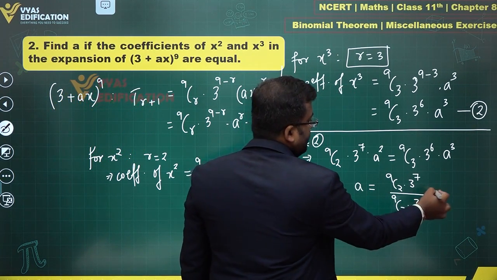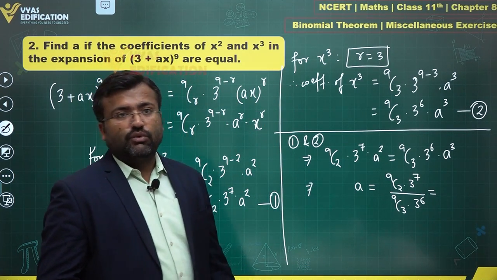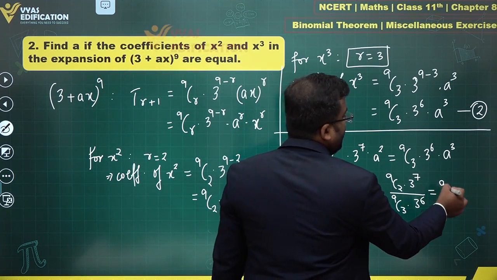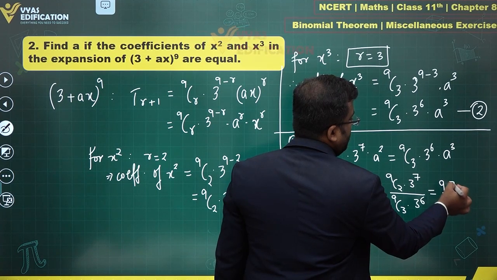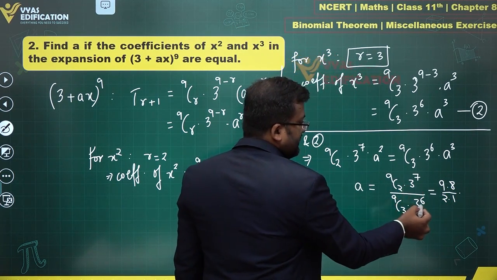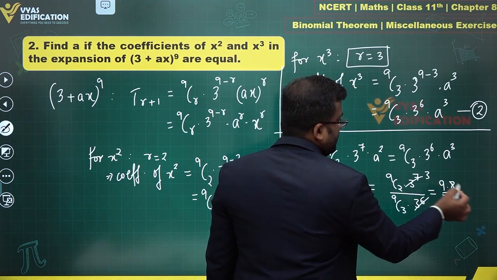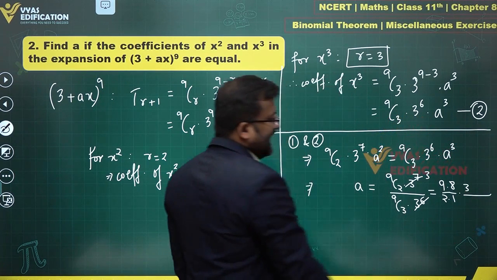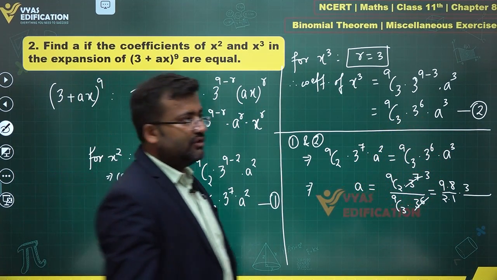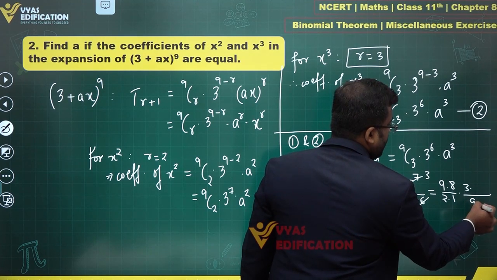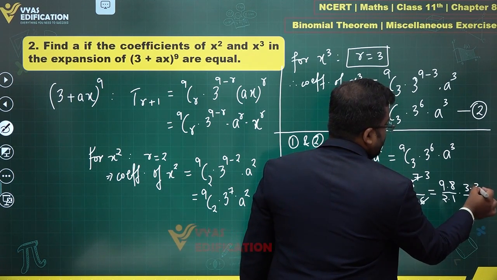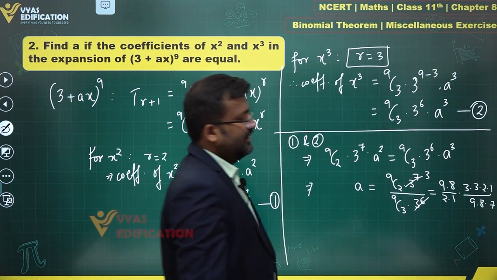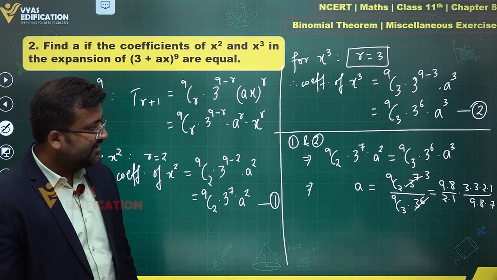Let's simplify this further. What's 9c2 equal to? 9c2 is 9 times 8 upon 2 times 1. Okay, 3 power 7 upon 3 power 6 will be simply 3 in the numerator. What about 9c3? 9c3 will be equal to 9 times 8 times 7 upon 3 times 2 times 1. That's what you'll have. 9c3 will be this.